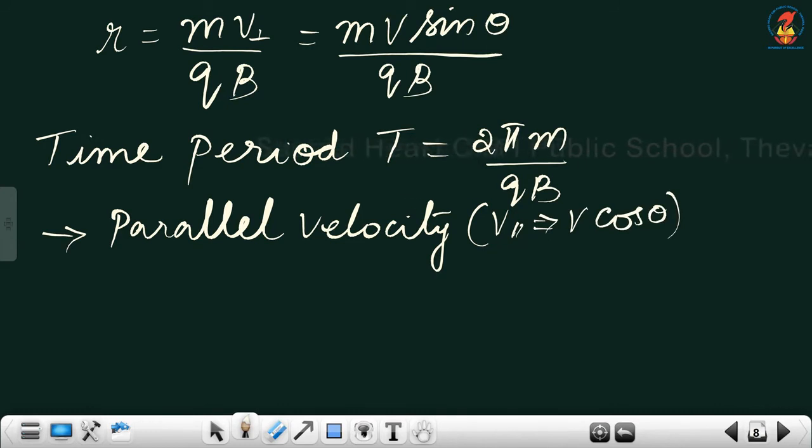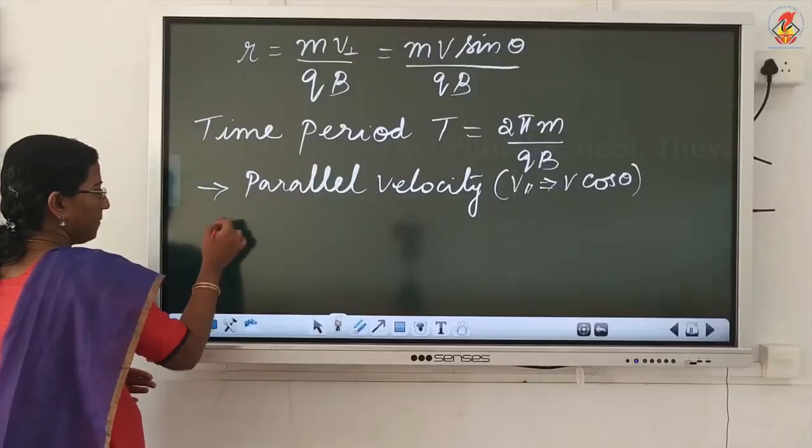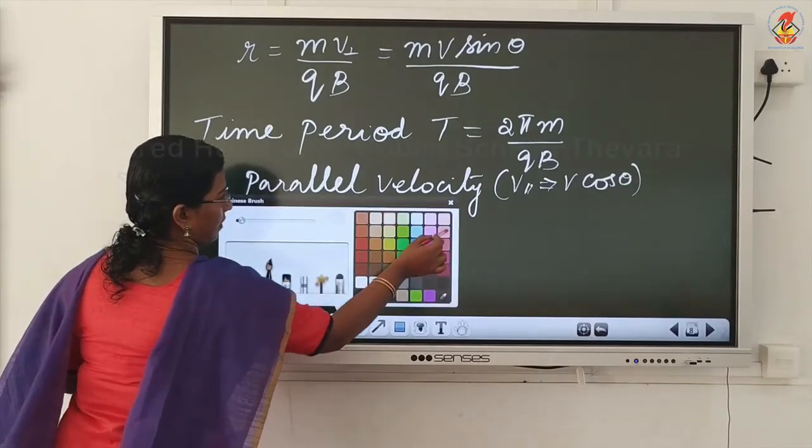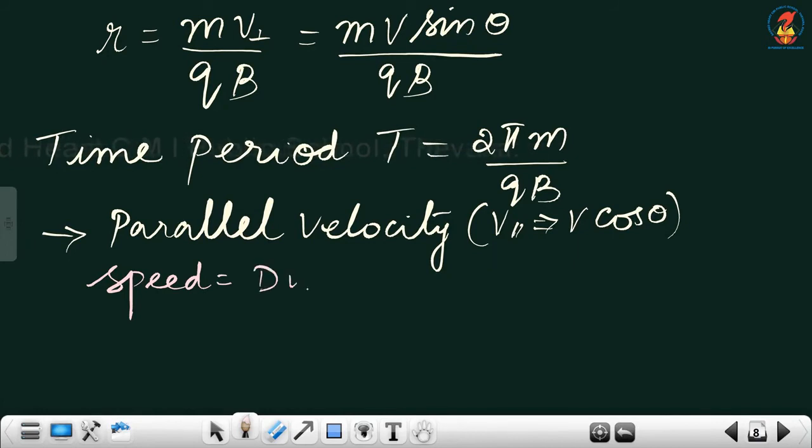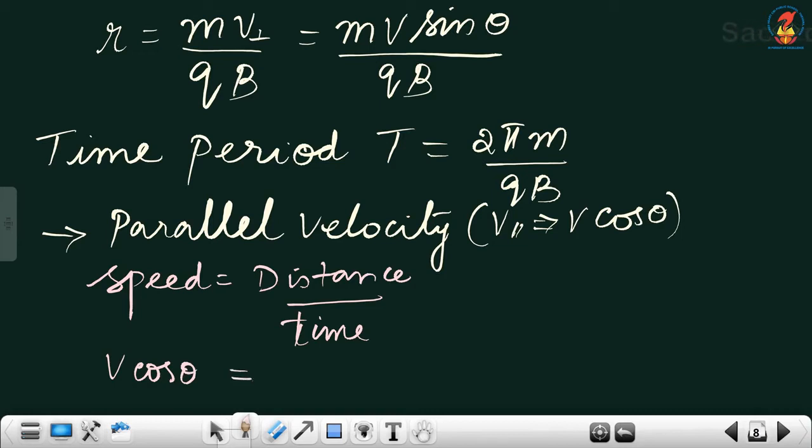We have studied in lower classes the equation speed is equal to distance by time. In our case, the speed is the parallel component, that is v cos theta. So v cos theta is equal to distance. What is the distance called here? It is called by the name pitch.